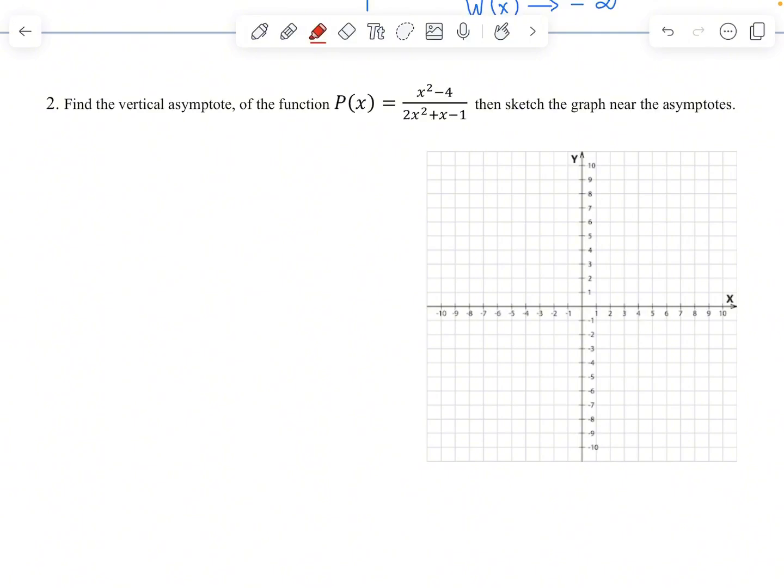Find the vertical asymptote of the function p of x is equal to x squared minus 4 all divided by 2x squared plus x minus 1, then sketch the graph near the asymptotes.